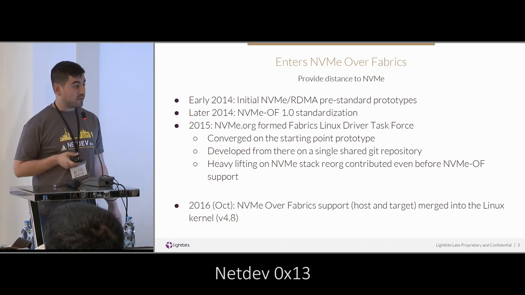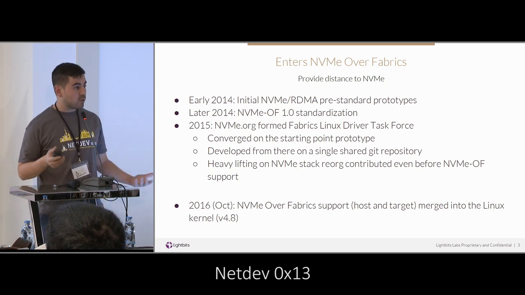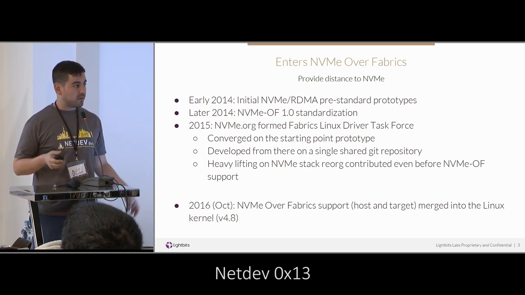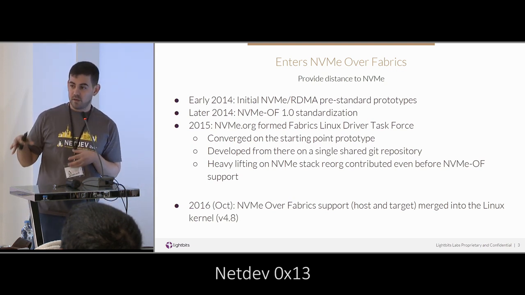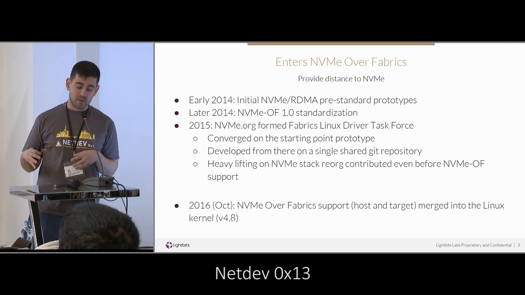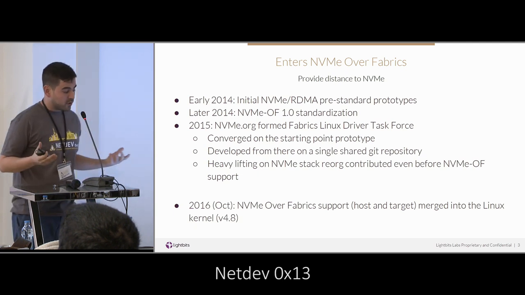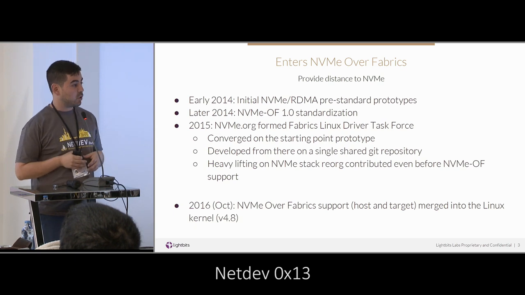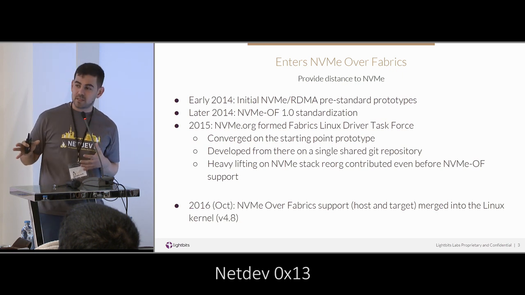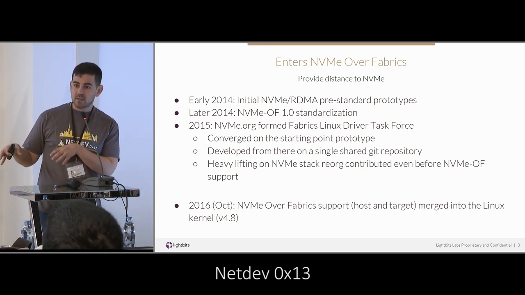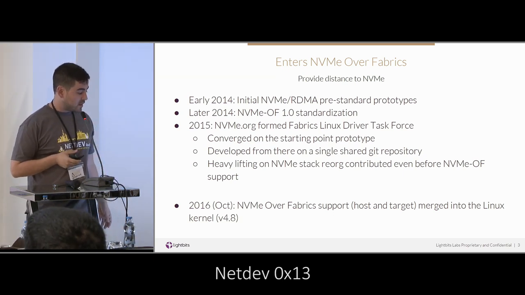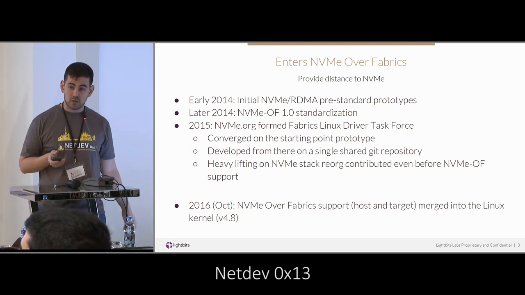Later on, we got the standardization of NVMe-oF 1.0, which was released by NVMe.org. And later on, in 2015, NVMe.org formed a group of key developers in the Linux community that would develop together both the local stack, the NVMe PCI stack, on the same Git repository with the NVMe over fabrics stack. So we converged, basically, to a common starting point on the same repository. And we did some heavy lifting of both stacks, the local NVMe stack and the over-the-fabric stack, which was pretty new.